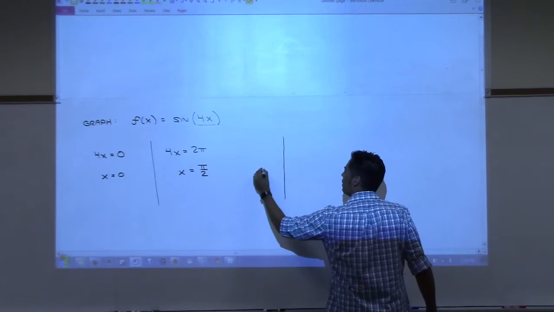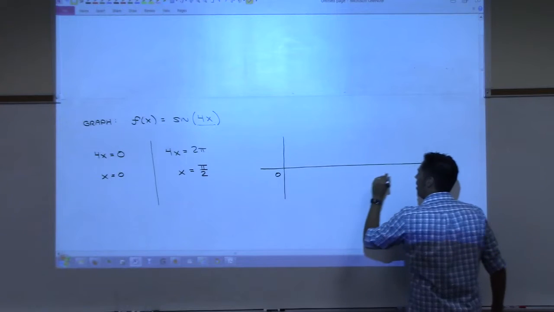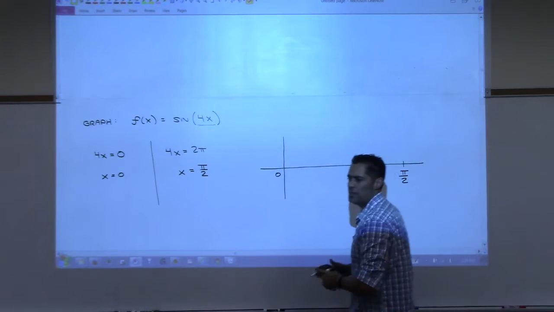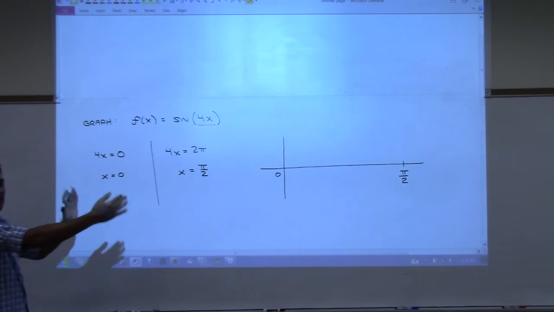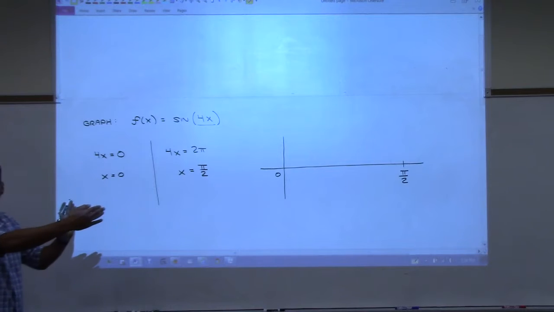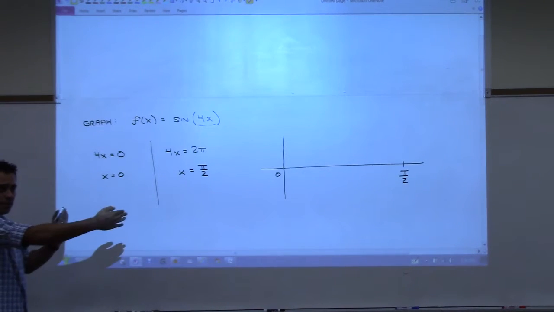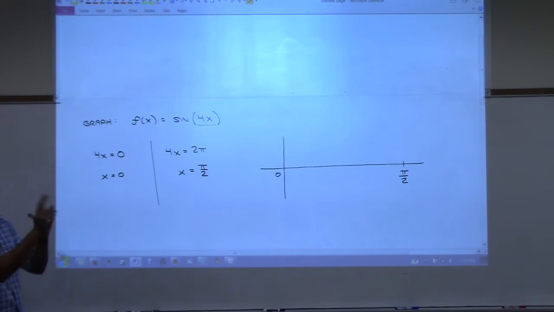So I'm going to put here my graph. I'm going to put 0 here, and right here, I'm going to put pi over 2. These are the two solutions I just got, right? And what I want you to realize is that your entire sine function now lives in that little region from 0 to pi over 2. It's got to go through its entire cycle in that period.